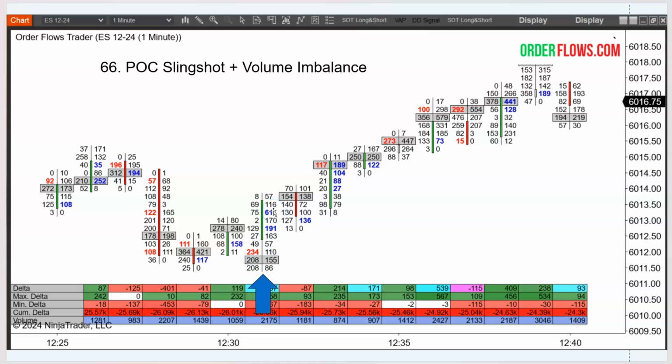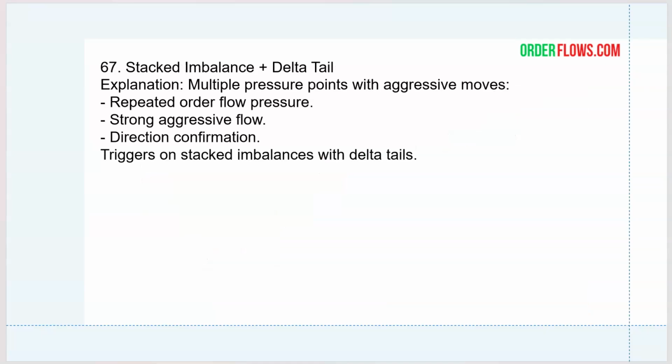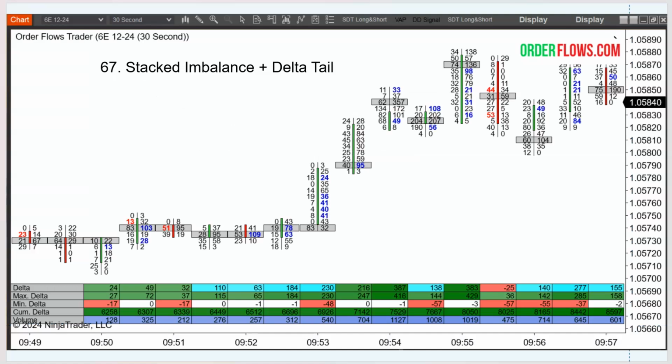So again, you could use 2, you could use 3 for your volume imbalance when you're pairing it up with PLC slingshot. All right, number 67 is stacked imbalance plus a delta tail. What that is, is multiple pressure points with aggressive moves. You have repeated order flow pressure, strong aggressive flow, and direction confirmation, and it triggers on stacked imbalances with delta tails. Okay, so here you go.